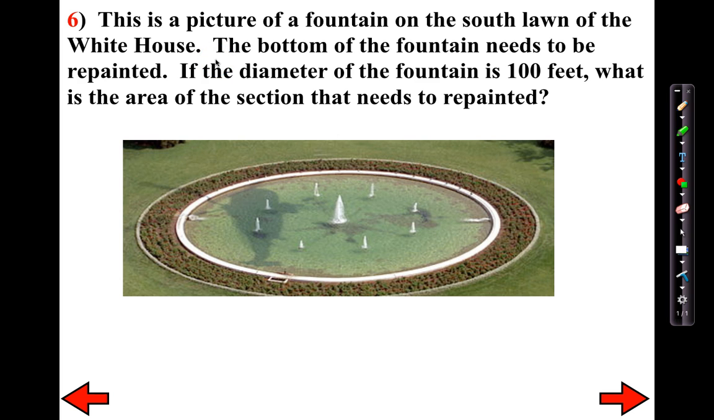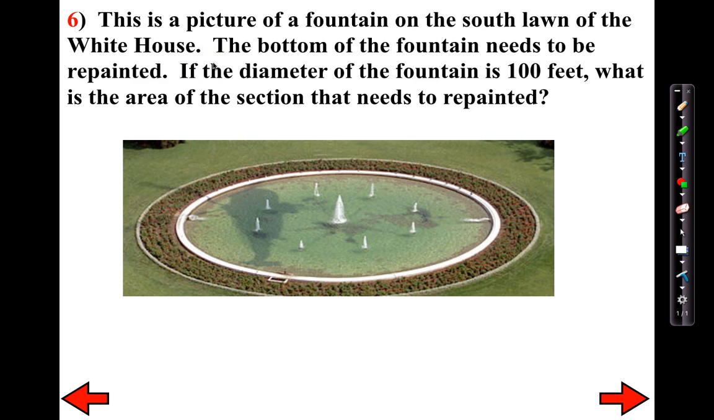Number 6, it says, this is a picture of a fountain on the south lawn of the White House. The bottom of the fountain needs to be repainted. If the diameter of the fountain is 100 feet, what is the area of the section that needs to be repainted?